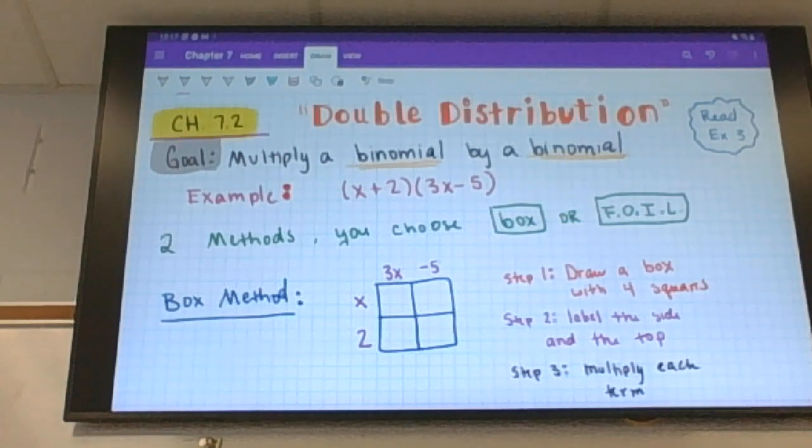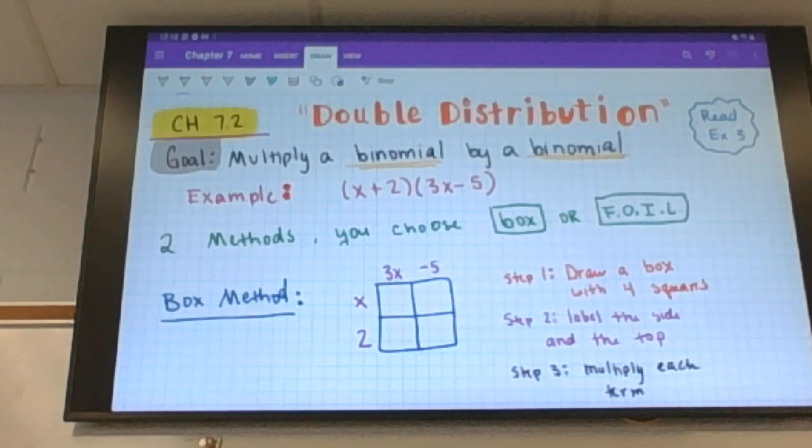For the box method, you draw a box with 4 squares. That's step 1. Here it is. It's a window. I got a lot of good feedback about the box method last year. A lot of people liked it. You're gonna like it, Rico.